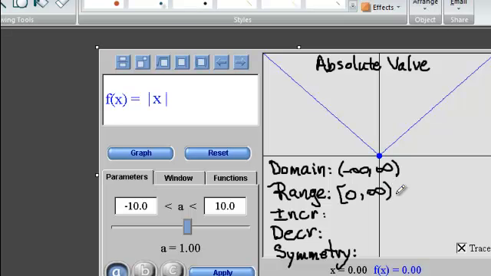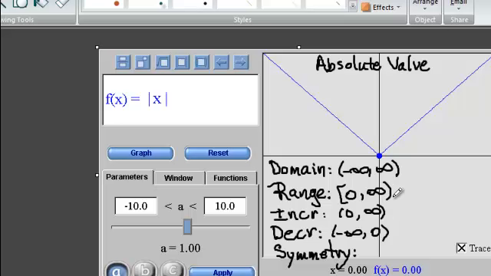So here's how I write that. I follow this line to see where it's increasing, where it's decreasing. Looks like it is decreasing from negative infinity on up to 0, and it is increasing from 0 to infinity.